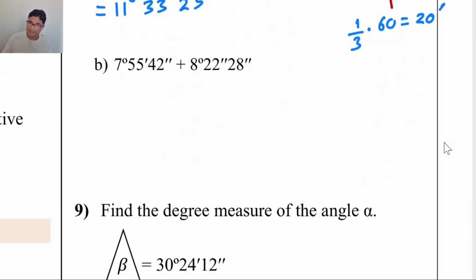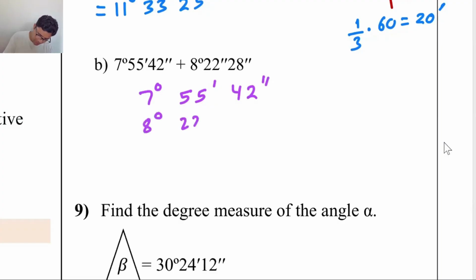addition of these two angles which involve degrees and minutes and seconds. And this one I will illustrate to you like how you do addition of numbers with carryovers. Okay. 8 degree, 22. Okay, there's a typo here. Sorry about that. That's 22 minutes, 28 seconds.